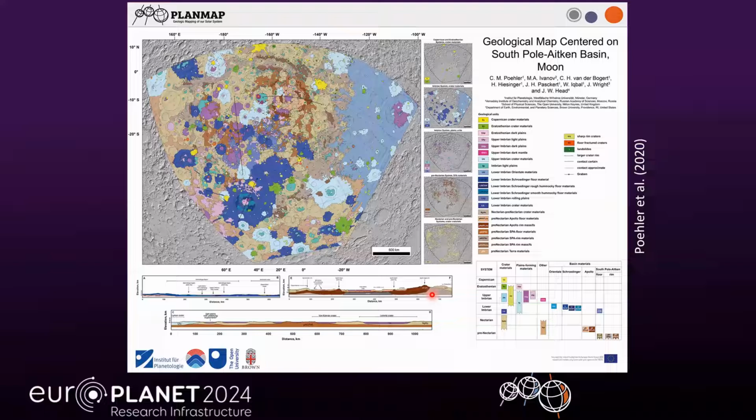So we're of course not going to map the South Pole-Aitken Basin today. We're going to look at a smaller part in the practical activity. This map has taken Claudia a couple of years to make and expand. It's actually even a larger map today. So just to give you a little perspective.